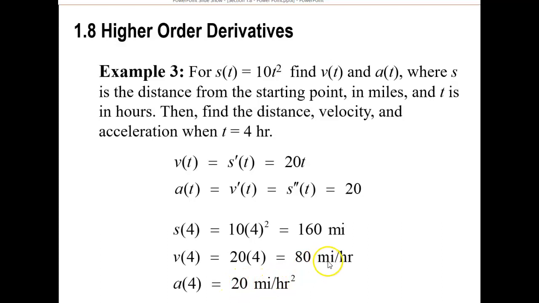But since you've taken a derivative, your unit changes. It's miles per hour squared. So miles for position, first derivative becomes miles per hour, second derivative, miles per hour squared.